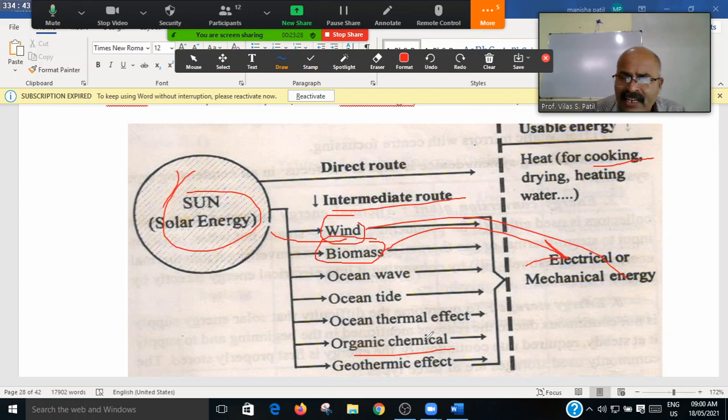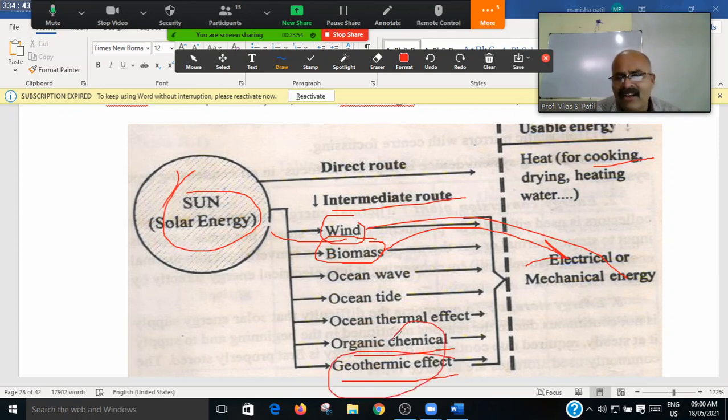Organic chemicals which are present in the ocean will be used. There is a chemical reaction which is accelerated by the process of the sun, or the sun's radiation, and again that will be used for the creation of electrical energy.